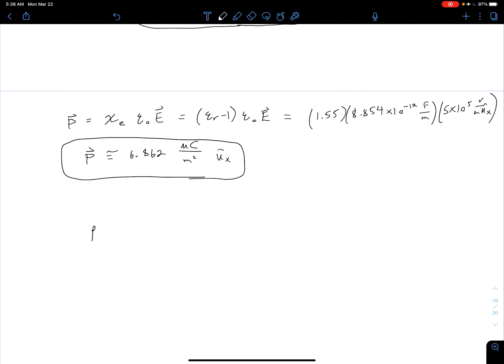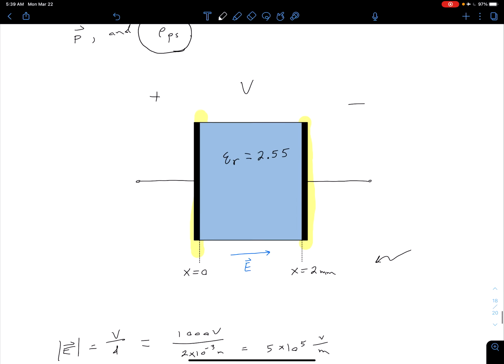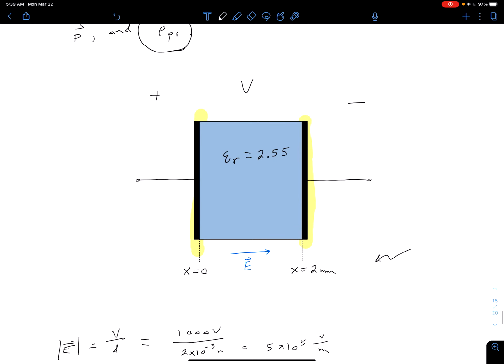Our bound surface charge density, or sometimes we'll call this our polarization surface charge density, is equal to the polarization dot u sub n. Remember, this u sub n is our outward unit normal vector. So if we come back up here, we can see that for these 2 highlighted regions, it's going to be, in this case, u of x, and in this case, negative u of x.